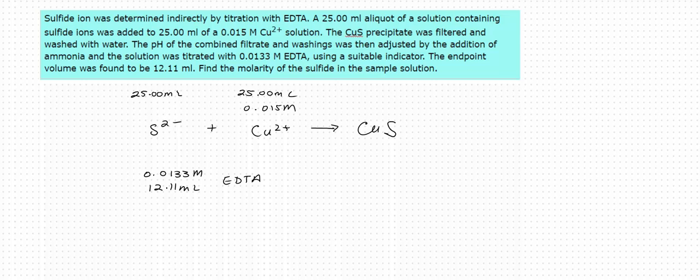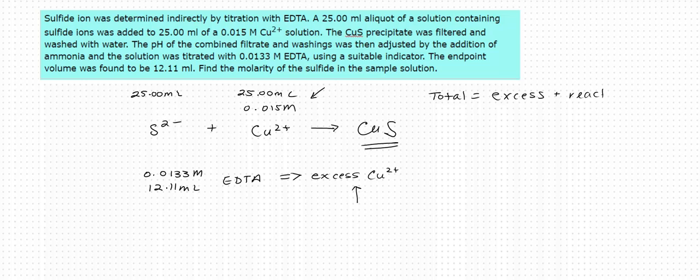So now comes the chemistry knowledge that you need to have. What does this EDTA represent? Well, this is going to represent excess copper. So we have a total copper, we have an excess copper, so we need to know how much copper reacted. So this is another one of those: total is going to be equal to excess plus the amount reacted. And we're going to look at moles for this.